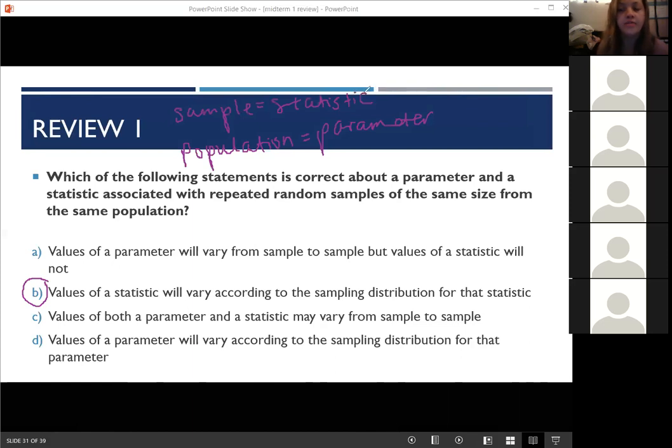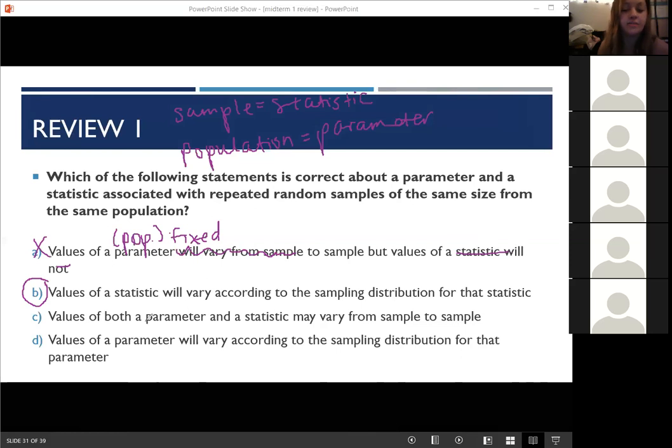So in terms of this, if we go through A, it says values of a parameter will vary from sample to sample, but that's not true because remember, a parameter is the measurement of a population, and this is always going to be fixed. So that's not true that they will vary from sample to sample, and also saying that statistic will not is also untrue. So A can't be our answer.